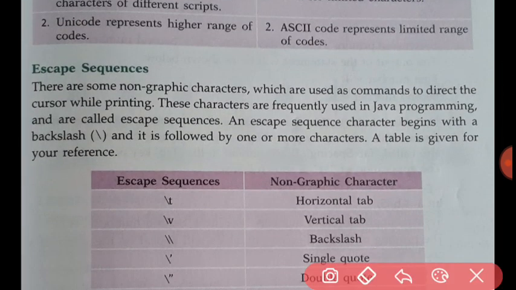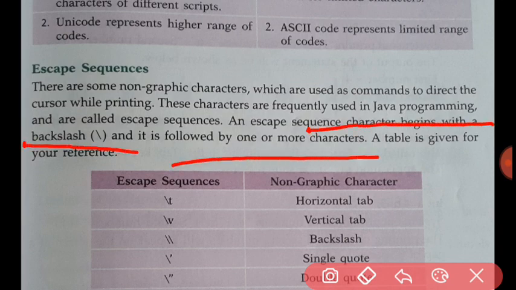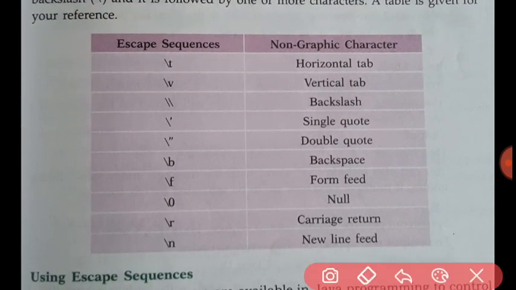Now, what is an escape sequence? An escape sequence is a non-graphic character which we use whenever we are going to print something on the screen. In an escape sequence, the character always begins with a backslash and is followed by one or more characters, like \t. This is tab. It is used to give 8 spaces, which means more than one space at a time.